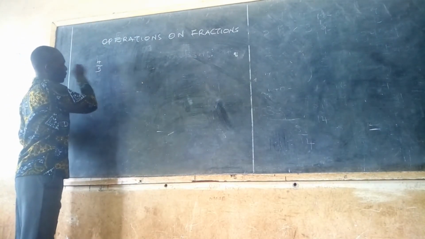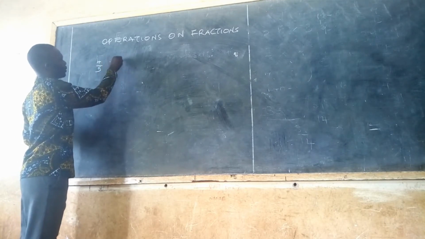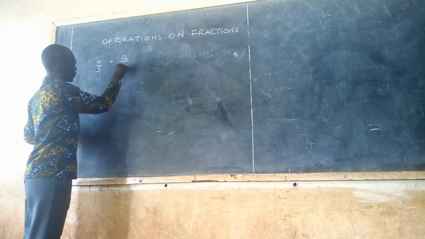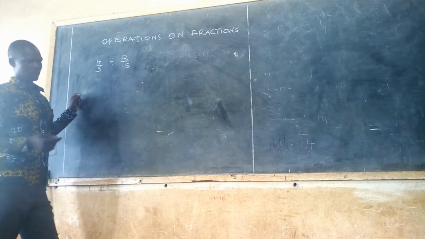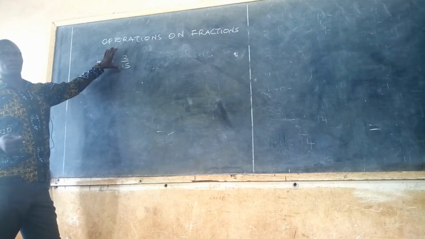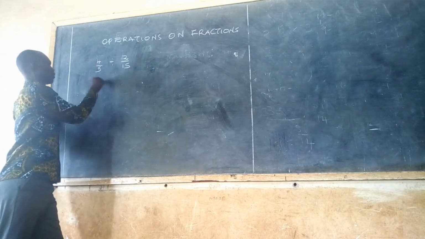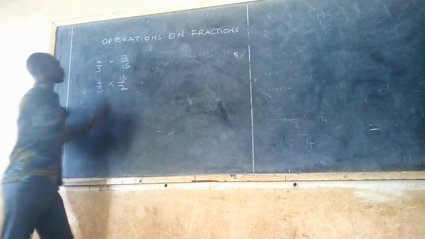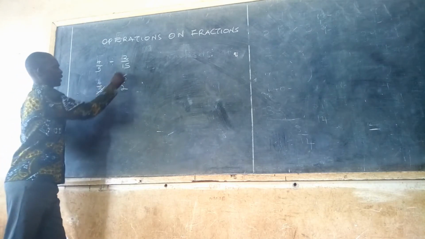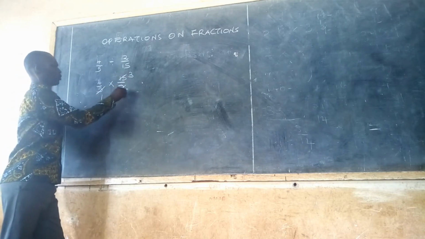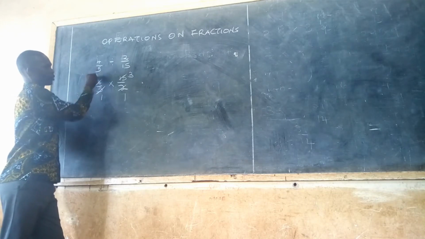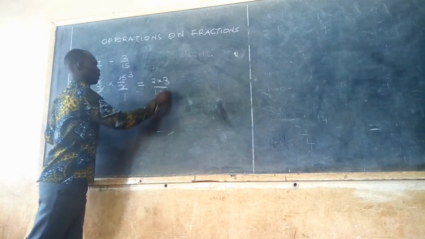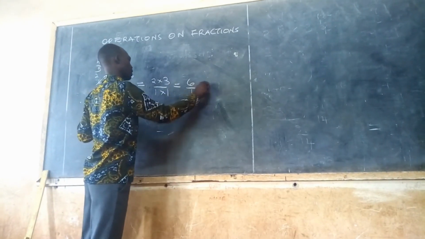4 over 5 divided by maybe 2 over 15. The simple method we normally use is to get the reciprocal of the second fraction. So that now we have it as 4 over 5 times 15 over 2. 5 ones, 5 3 times. 2 ones, 2 2 times. At the end of the day, you have 2 times 3 over 1 times 1, which gives us 6 over 1, which equals 6.